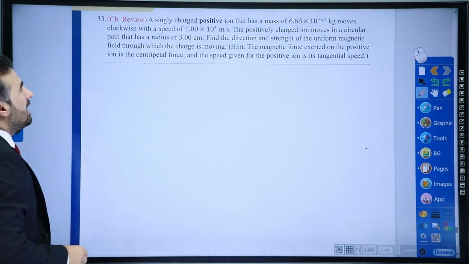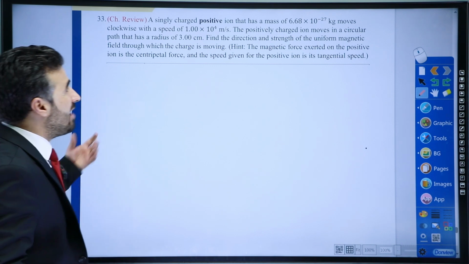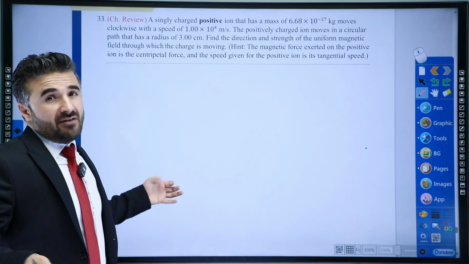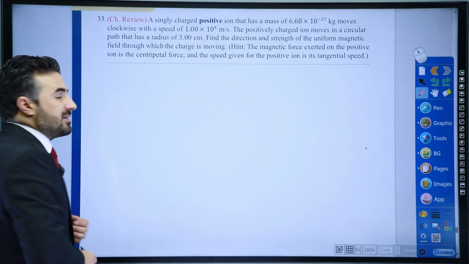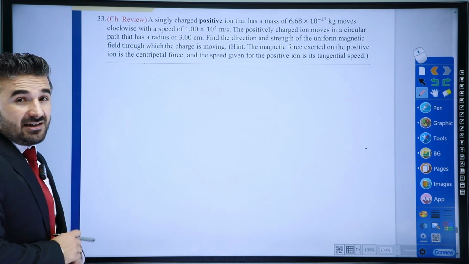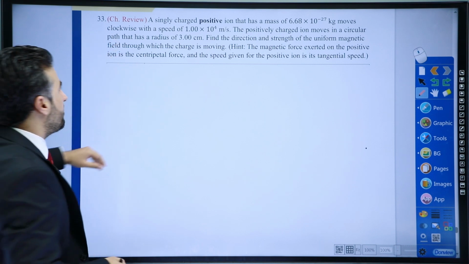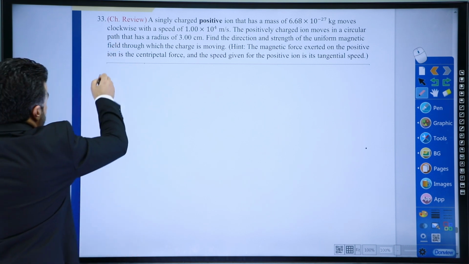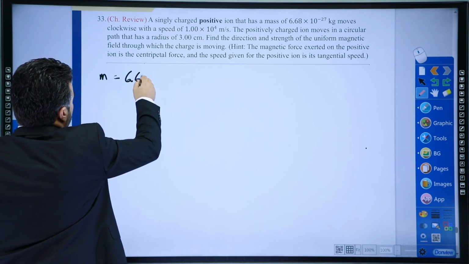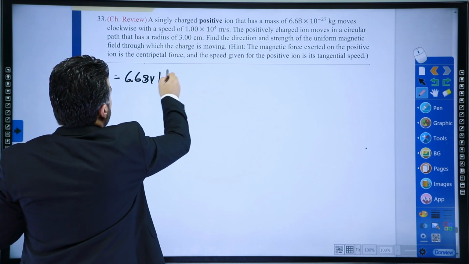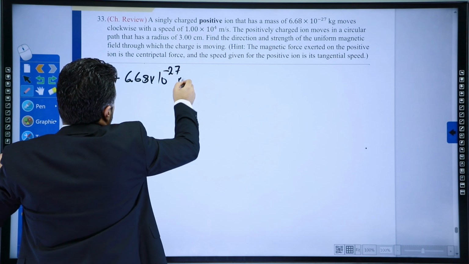It says a singly charged positive ion, remember, so we don't have a charge now, we have a positive ion. We don't care what we have, as long as it is charged and it goes into a magnetic field, it can experience a magnetic force, if it is at some angle or perpendicular. So it has a mass of this much. This is the mass of the ion, which is 6.68 multiplied by 10 to the power negative 27 kilograms.